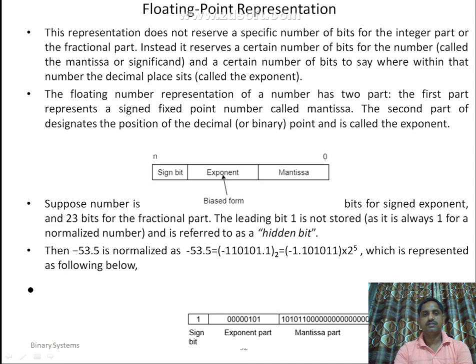Suppose the number has a sign bit, an exponent and 23 bits for the fractional part; the leading bit 1 is not always stored. See, for example, minus 53.5 is normalized, then 53.5 is represented as minus 1 point something, as below. See, minus is 1 and the exponent part is given here. It is the exponent, and it is the mantissa of 53. So likewise you have to assign it.